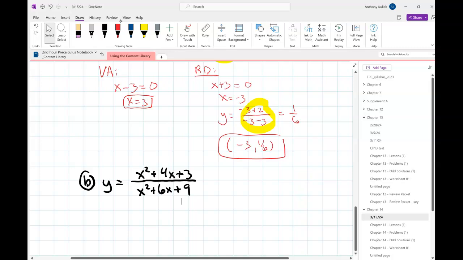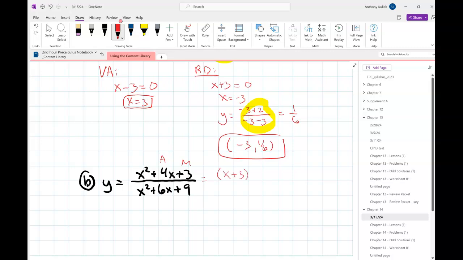Okay, so let's say we have x squared plus 4x plus 3 over x squared plus 6x plus 9. First step is to factor. How does the top factor? Again, multiplies, adds. Good. And the denominator? 3 and 3. Okay. Can reduce.